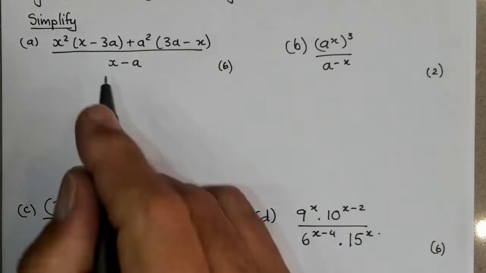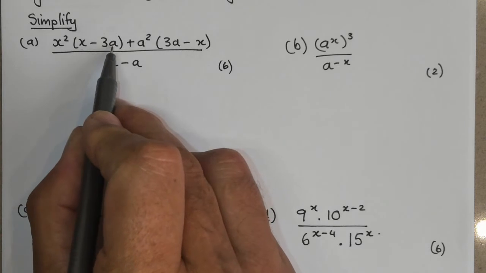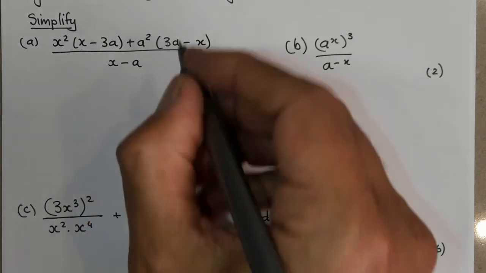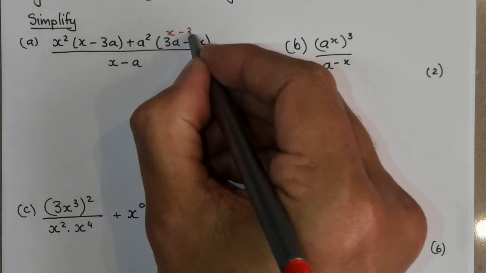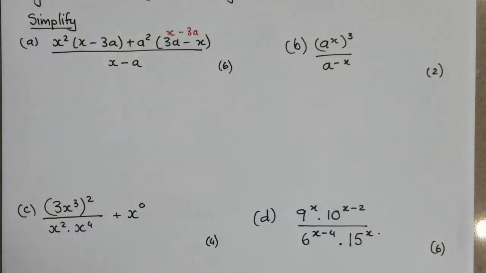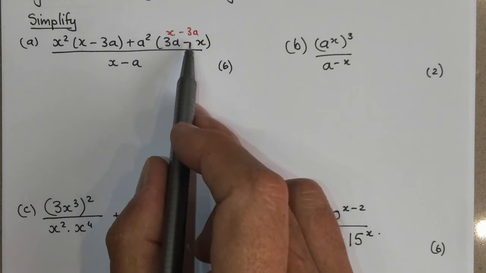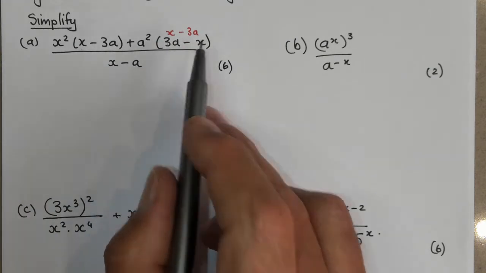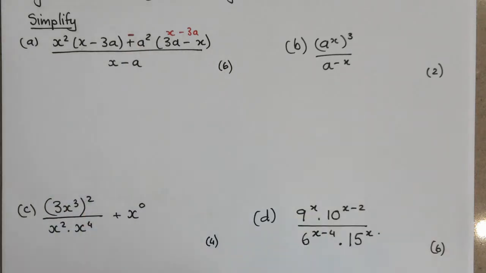Number A, we've got x minus 3a here. We've got 3a minus x. We would ideally like to have x minus 3a. So we can remove that as a common bracket. Now remember, if you change the signs in your brackets, you need to remove a negative, and that goes and lies in front of the bracket.